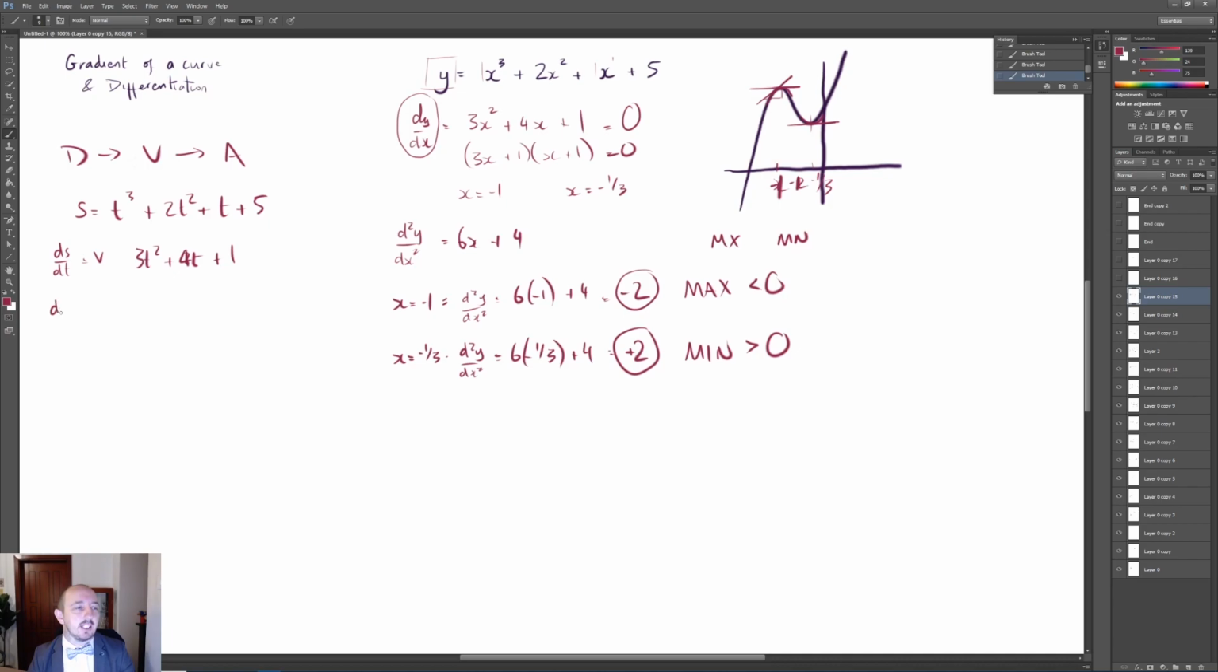And then you differentiate the velocity to get the acceleration. So you'd get 6t plus 4. And it says, when is the acceleration 0? So you put that equal to 0. Or what's the acceleration when t equals 1? Put that into there as well. Okay, so that's how it all links together.